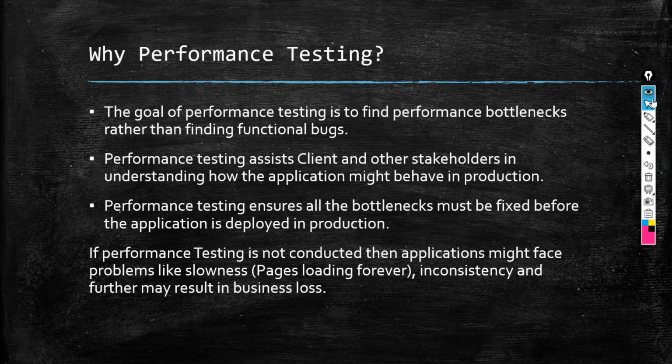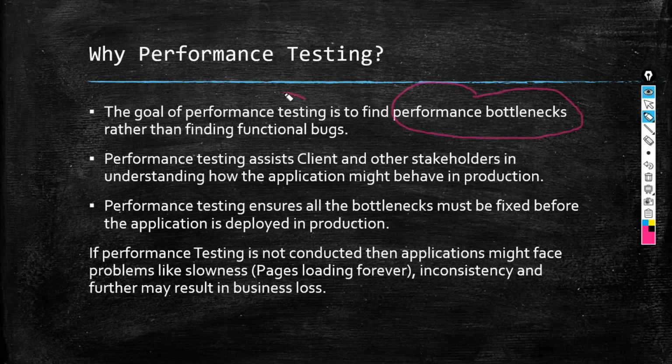So the goal of performance testing is to find performance issues, or what we call bottlenecks. In performance testing terminology, we call an issue a bottleneck. Let's say one page is loading very slowly. You entered your username and password, you clicked on the login button, and it is taking time, it's not loading the home page. That is an issue, right? That is called a bottleneck.